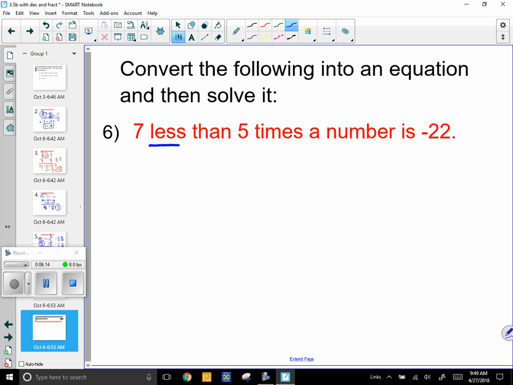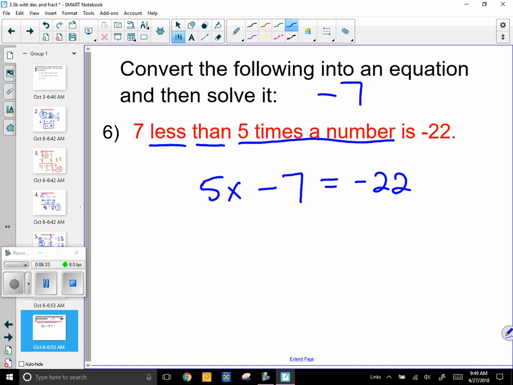All right, I hope you remember that less than has a strange quality that you need to put it on the back end of the problem. So really it's going to be something minus 7, not 7 minus something. 5 times a number less than, so 7 less than 5 times a number looks like this, is negative 22. So this less than thing we talked about in earlier videos. Hopefully by now you're kind of getting familiar with that with your teacher. 7 less than 5 times the number is negative 22. And you're going to solve this.